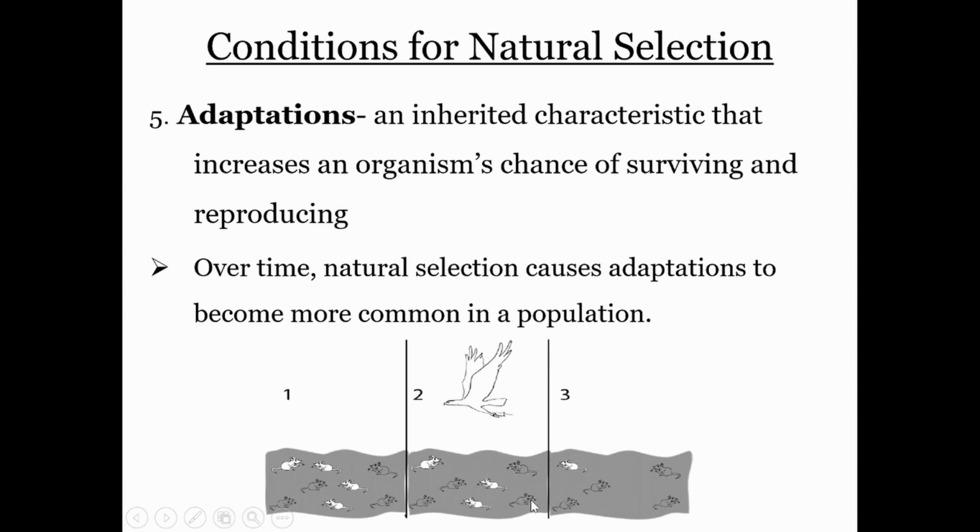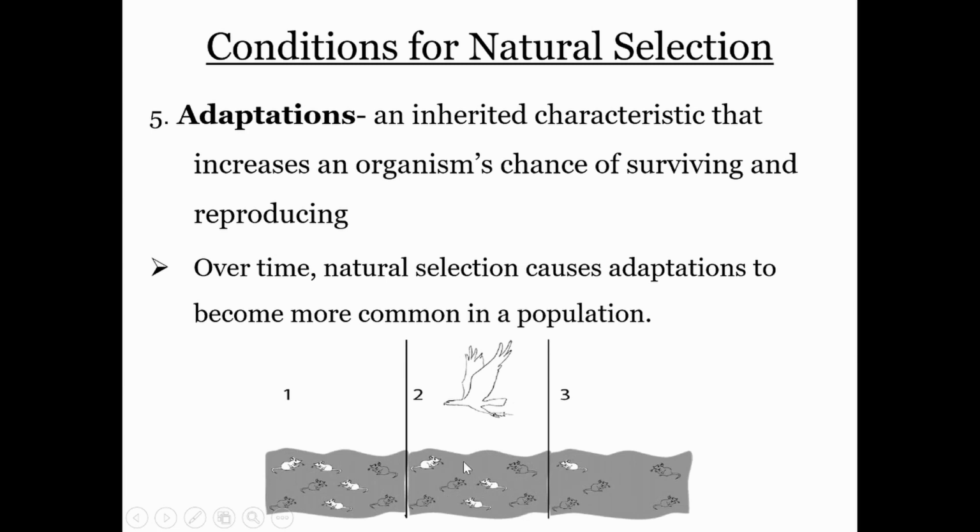So if we look down here, we see this population of rodents, and it's about 50-50, where some are white and some are gray on a gray background. If a predator comes along, the mice that are white are going to stand out pretty harshly against the gray background, whereas the gray mice, they blend in pretty easily.